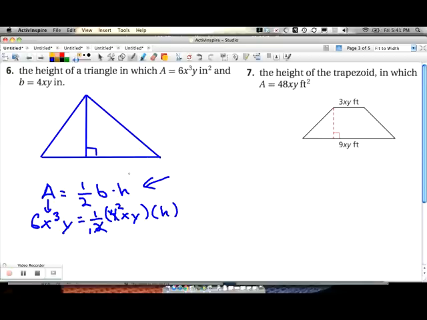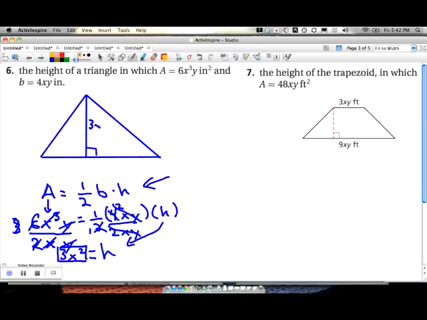If I reduce the 4 and the 2, I get 2 on top, 1 on bottom. So I'm going to divide by 2xy. That'll make this a 1. And then let's see what happens to the other side, 2xy. Well, the 6 and the 2 are going to become a 3. X cubed and x is going to become x squared. So I have 3x squared. And y over y is just 1. So 3x squared is all that I have left on the left side. And on the right side, I have an h. So that's my height. So this right here would have been 3x squared.